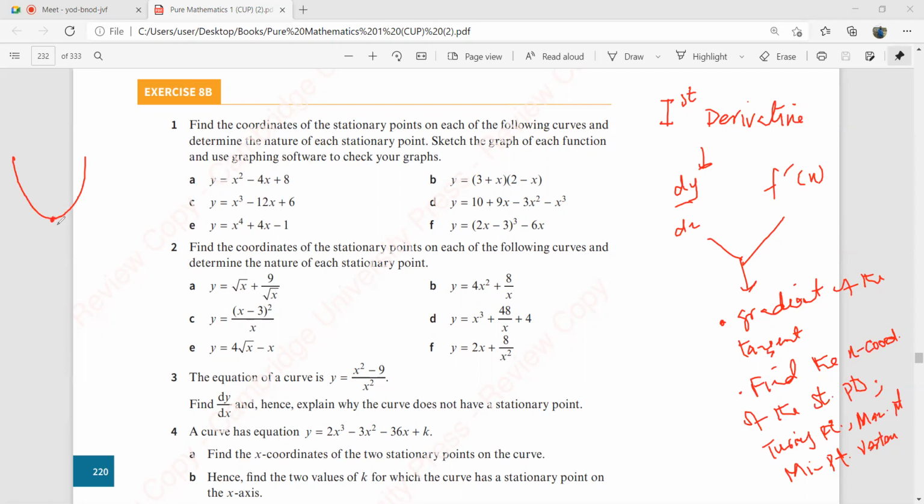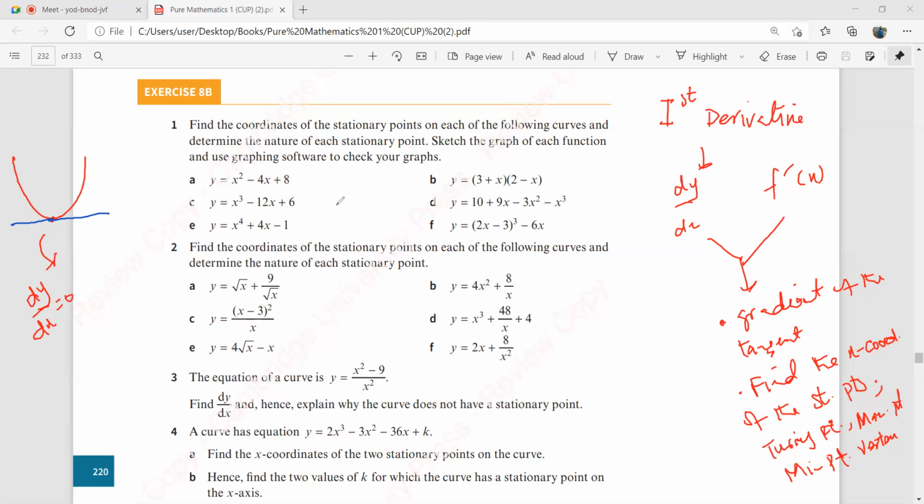So your first derivative is going to help you to find the x coordinate of the stationary point. For that purpose, you put that dy by dx equal to 0. And why do you put that equal to 0? Because you know that the tangent at the stationary point is always a horizontal line. And a horizontal line's gradient is equal to 0. Okay. So that is what you people already have done.